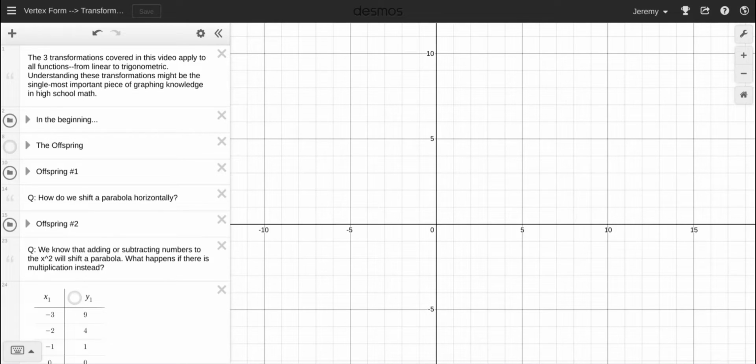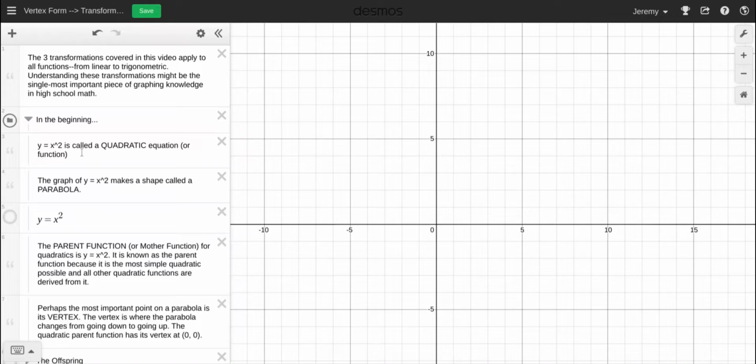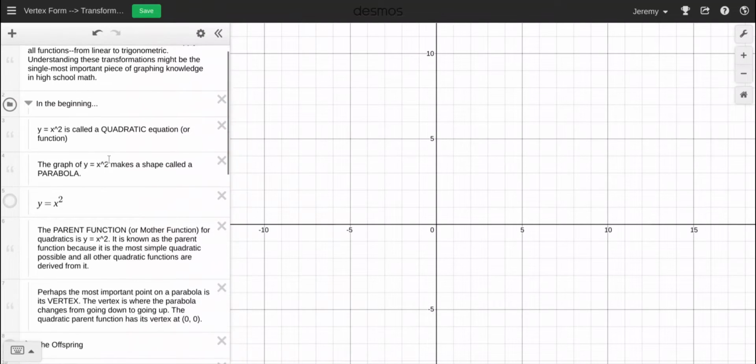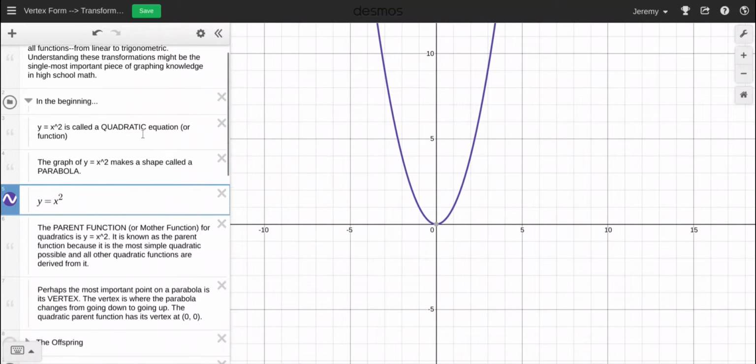In this video, I'm going to explain vertex form and graphing transformations, and I think this is one of the most important ideas in high school math. So at the beginning, let's start with some vocabulary. Y equals x squared is called a quadratic equation or quadratic function. The graph of y equals x squared makes a shape called a parabola.